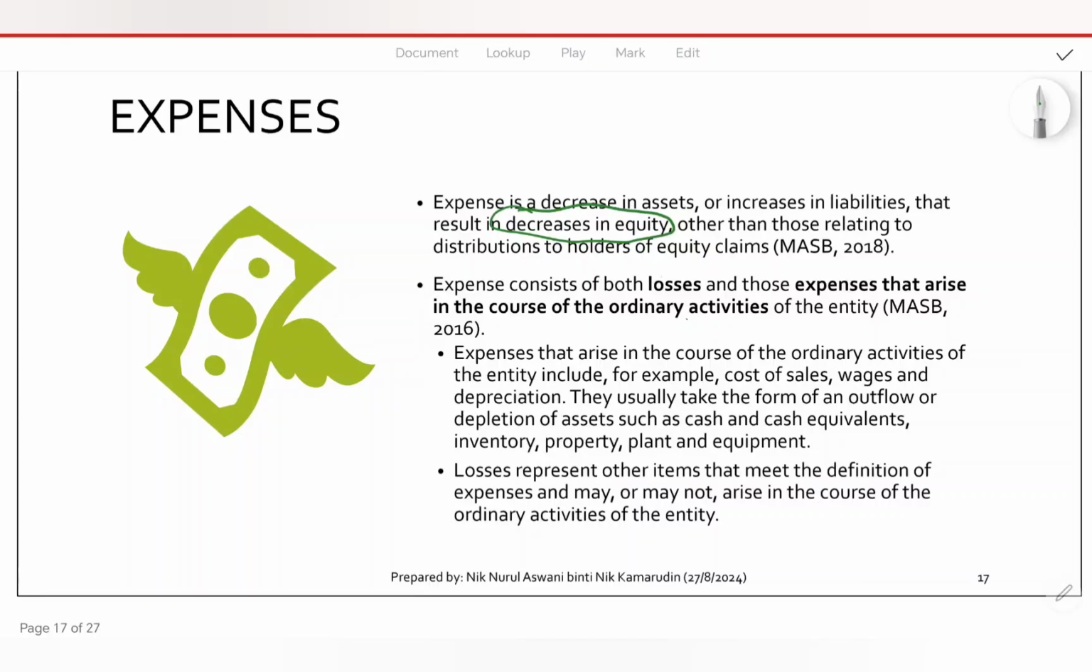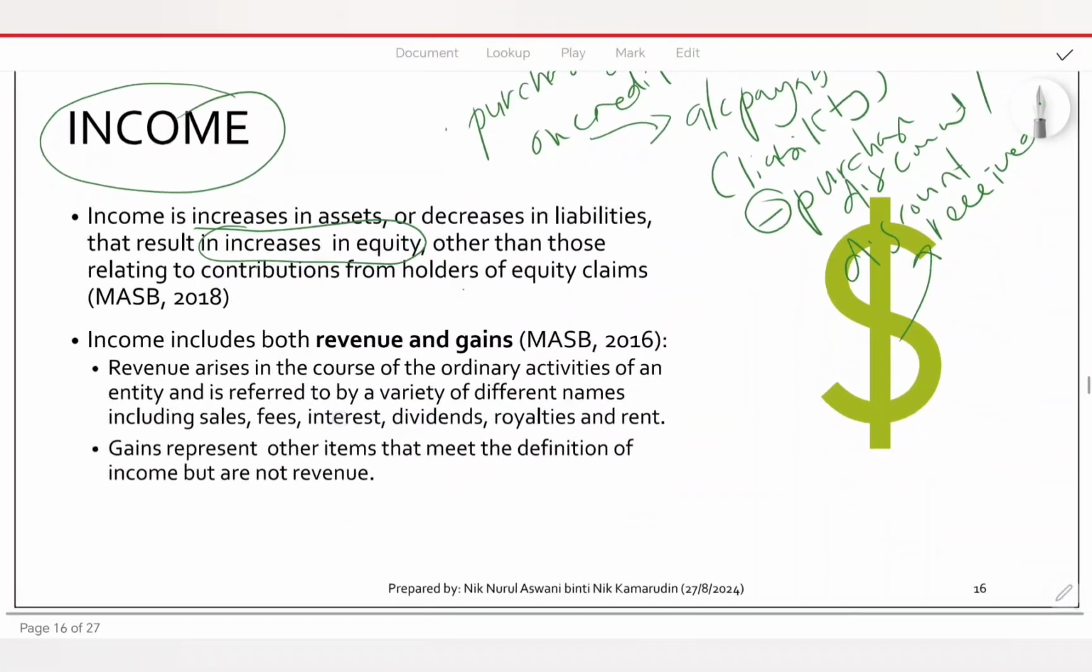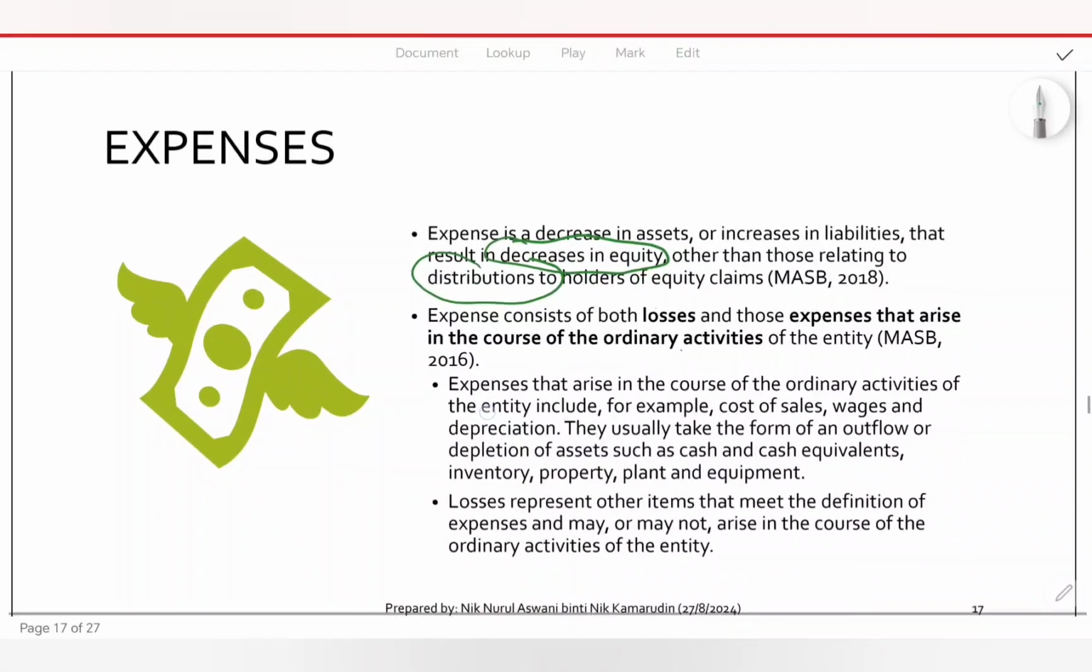These are other than those relating to the distribution. Compared to revenue, which is other than contribution, contributions from holders are usually in the form of capital, or additional capital provided by the owner. Distribution means the distribution of profits, for example, to the owner of the business. For a company, it can be in the form of dividend. So dividend is not considered as expenses. Expenses consist of both losses and those expenses that arise in the course of ordinary activities.